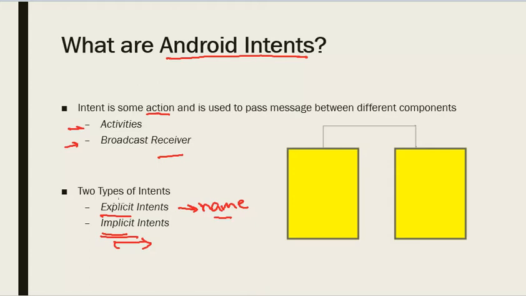So explicit intent is when you really know the name of the activity class and you mention that. And implicit intent is when you don't know the name of the activity. You just know you want to go to some web page, let's say, and Android OS handles this intent for you: it finds the appropriate app to open this web browser. So that's the difference between explicit and implicit intents.